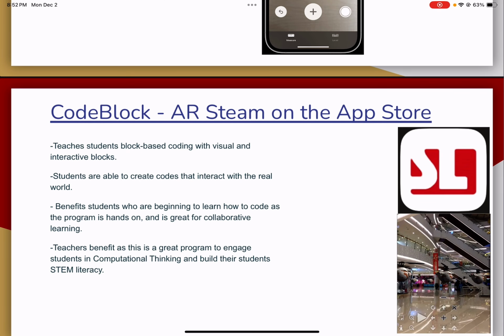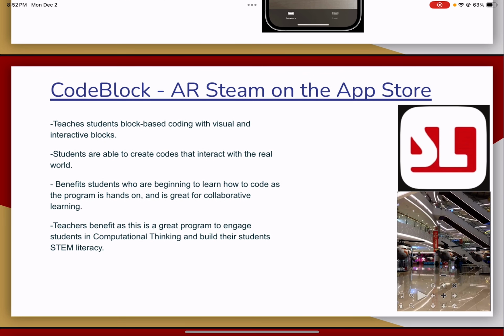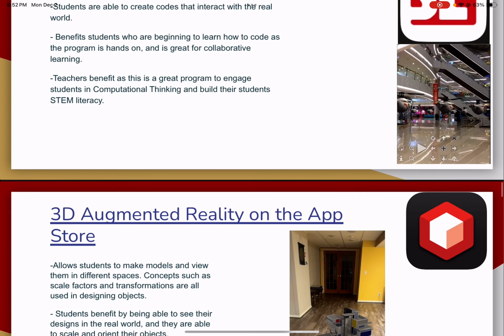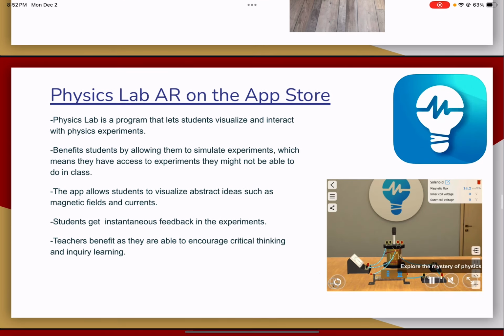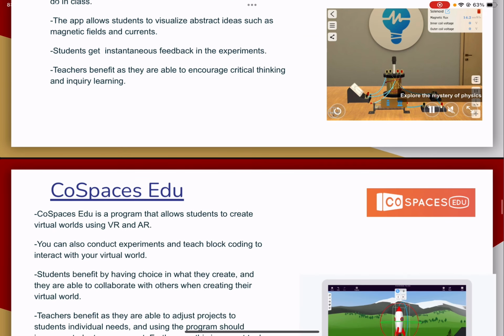Code Block was another one I looked at, where students can create codes that interact with the real world. Augment was another super cool one I was exploring. In Augment, it's an AR app where you can make a design and then see how it will look in the real world. Physics Lab, another great one where students can do physics experiments. And this could be really beneficial, especially for experiments that are hard to replicate or kind of difficult to do in the classroom as well.